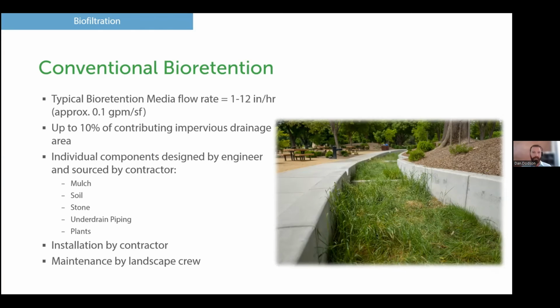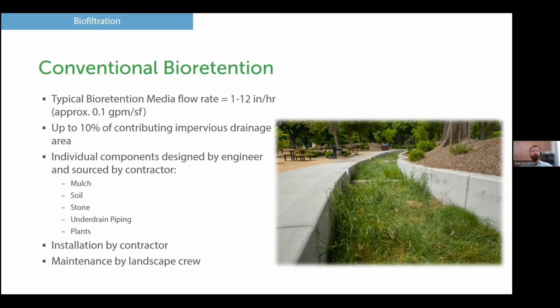Now, I want you guys to key in on that 0.1 GPM per square foot number. You're going to want to remember that as we move through the rest of the biofiltration slides. You'll see how it differs with the different options. But to continue with the conventional systems, they can be anywhere up to 10% of your impervious drainage area. So they do take up a decent amount of space.